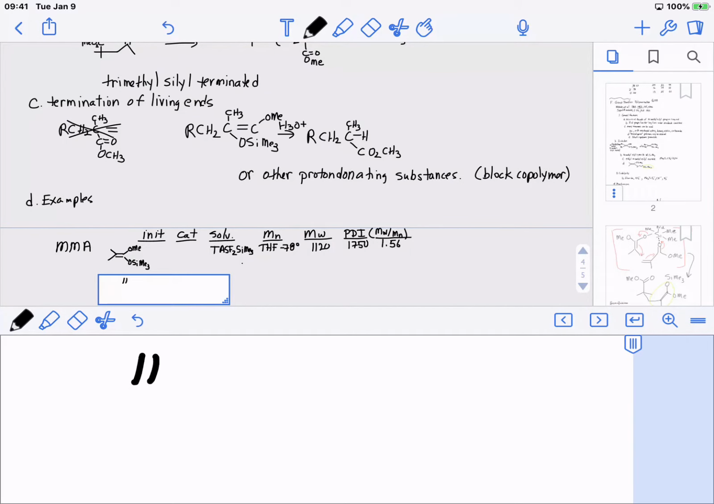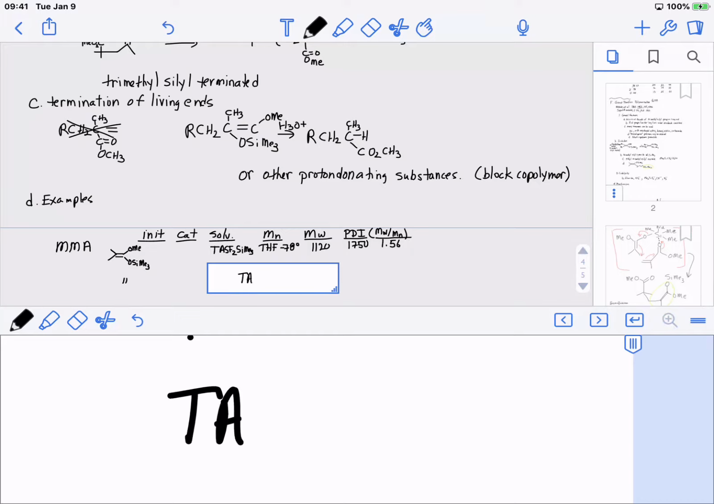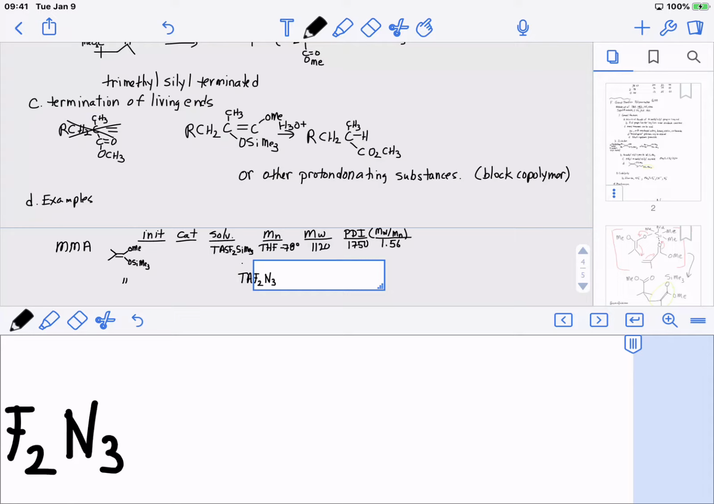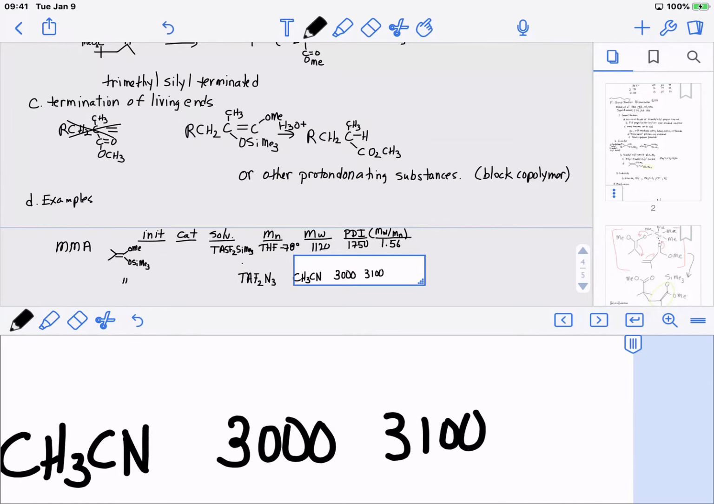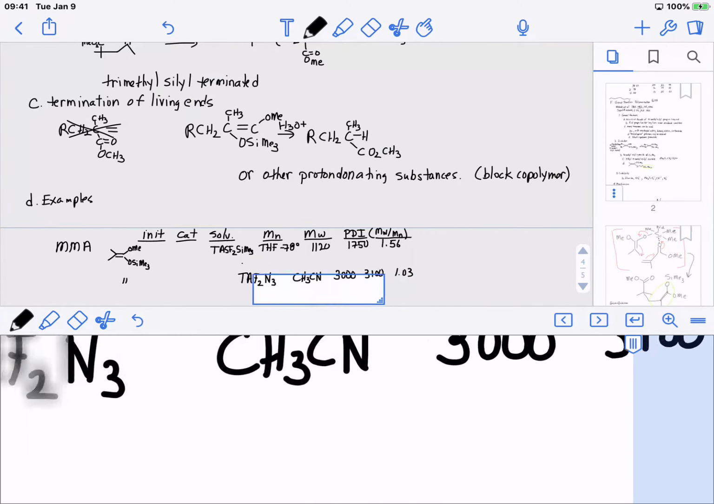Same initiator. Catalyst is the azide, TASN3. And I guess that's acetonitrile. 3000, 3100, and 1.03. Good molecular mass control there, certainly.